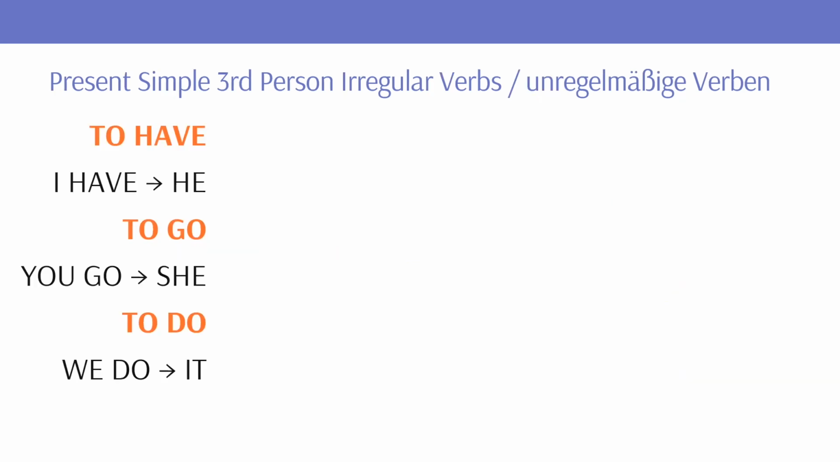Irregular verbs in third person singular. Unregelmäßige Verben in der dritten Person Singular. He, she und it. To have. I have, he has. Hat. To go. You go and she goes. Sie geht. To do. We do and it does. Es tut.